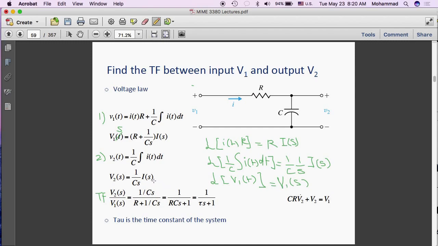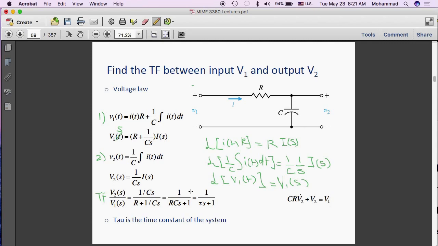If you look closely, V2 is 1 over Cs I(s). But I'm not writing I(s) here in the numerator. The reason is V1(s) is also R plus 1 over Cs times I(s). So there is an I(s) in the numerator and I(s) in the denominator. They cancel each other, so they go away. So it's an algebraic manipulation. You can do that. Then you can further simplify that. You can make Cs the common denominator, so you can cancel it with Cs from the top. So it becomes 1 over RCs plus 1.